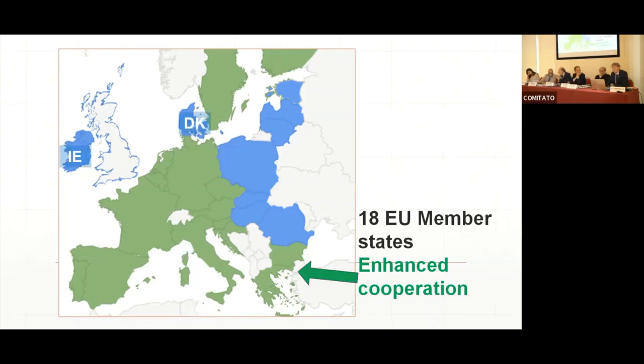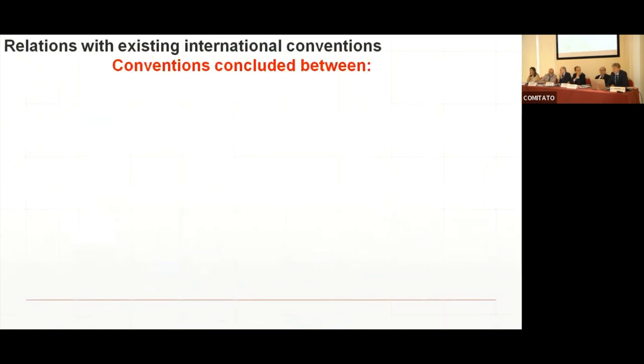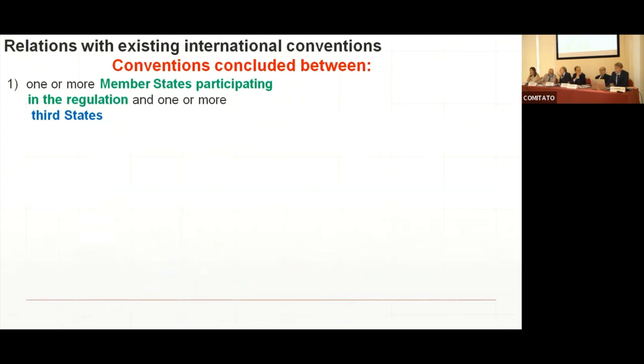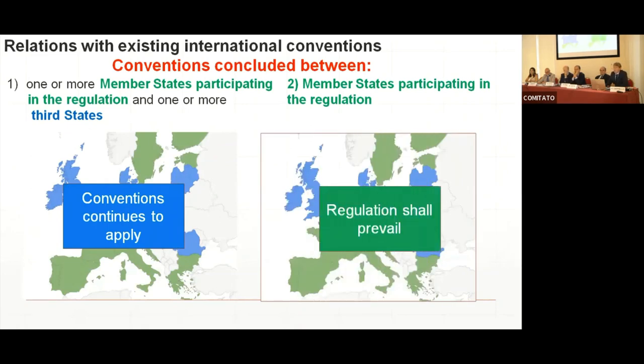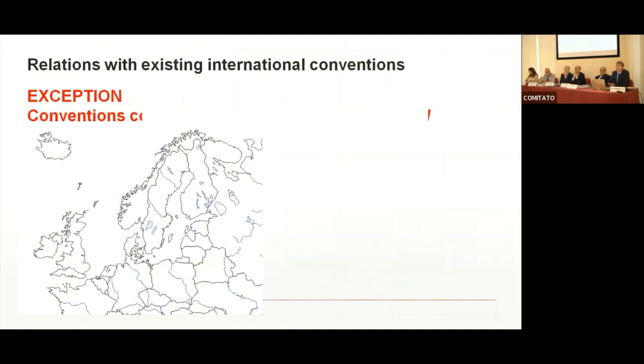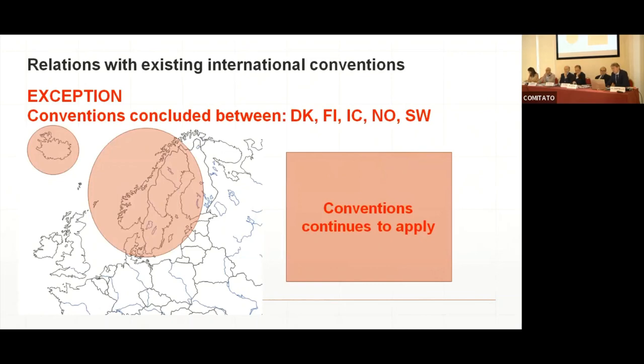There are some member states opting out of this regulation. You can see in the blue shape the countries that opted out, but they may join in the future. A quick consideration on conventions concluded between one or more member states and one or more third states, and conventions concluded at the time of the regulation between member states participating in the regulation. In the first case, conventions continue to apply. In the second case, obviously, the regulation should prevail. One exception is the convention concluded between Denmark, Finland, Iceland, Norway, and Sweden, the Nordic countries. In this case, the convention between those parties continues to apply.